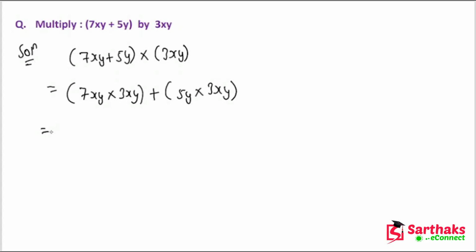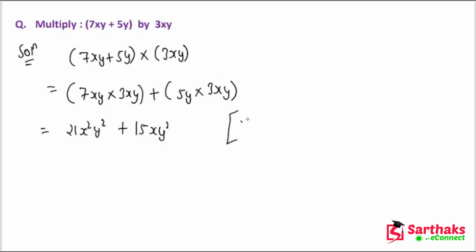So you can see it would be 7 into 3, that is 21. Now xy and xy same. So x and x, their powers would be added. So it would be x square, and y powers would be added. So y square. These are from laws of exponents only. Now 5 into 3 would be 15. So x. Now y into y would be y square.